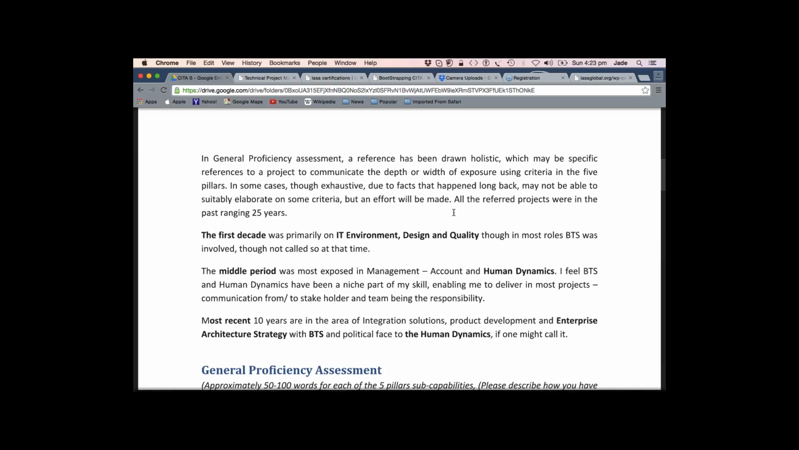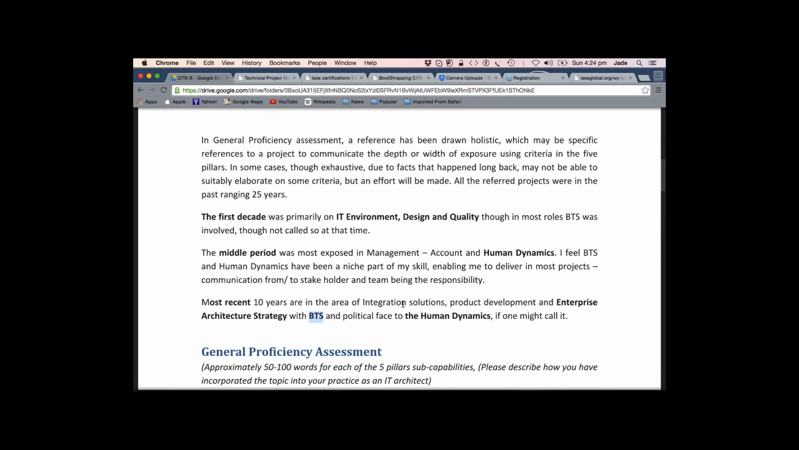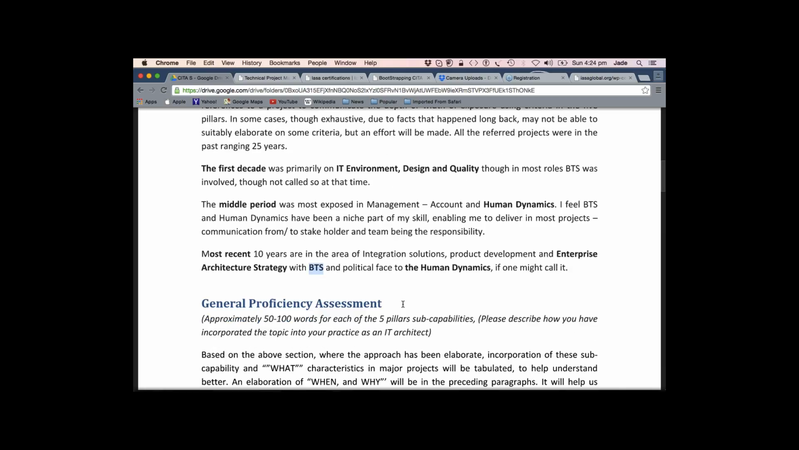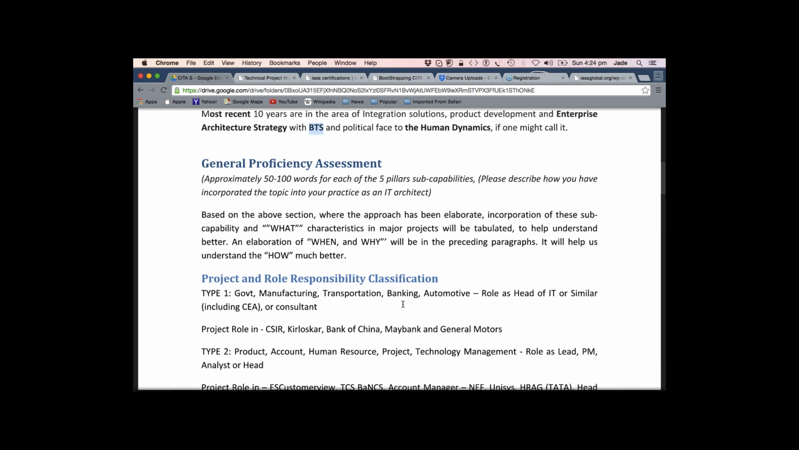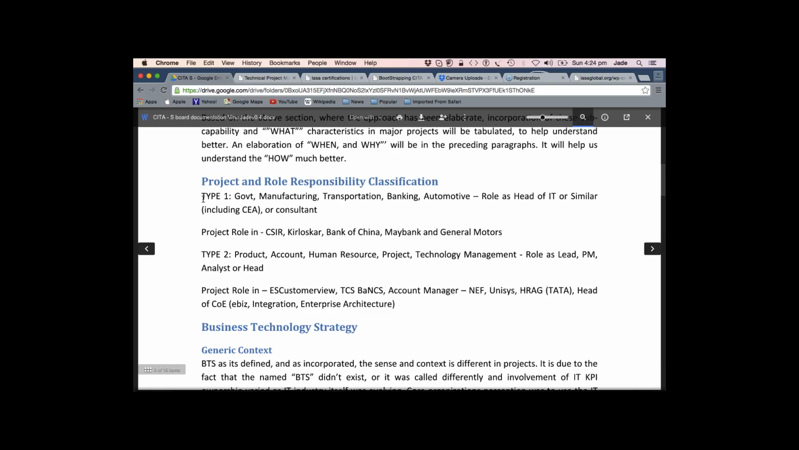Okay, so I spoke about what I was involved in the first decade. I was more in the three pillars, and later in the middle period in the human dynamics, and maybe in the last 10 years more into BTS and the political phase of human dynamics, because I was dealing with a lot of vendor relationships and politics of individual clients. And then I wrote the general proficiency on the projects.